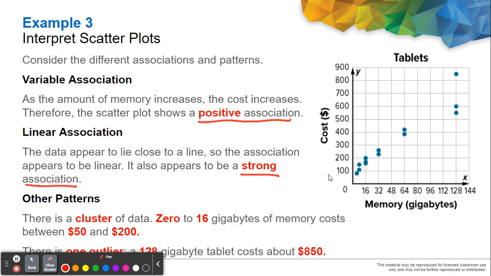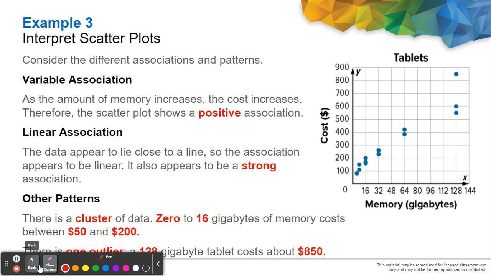For our other patterns, we have a cluster of points. 0 to 16 gigabytes of memory cost between $50 and $200. On the other hand, we have this one outlier here: the 128 gigabyte memory costs $850. So these are all the interpretations that we can draw from this scatter plot.